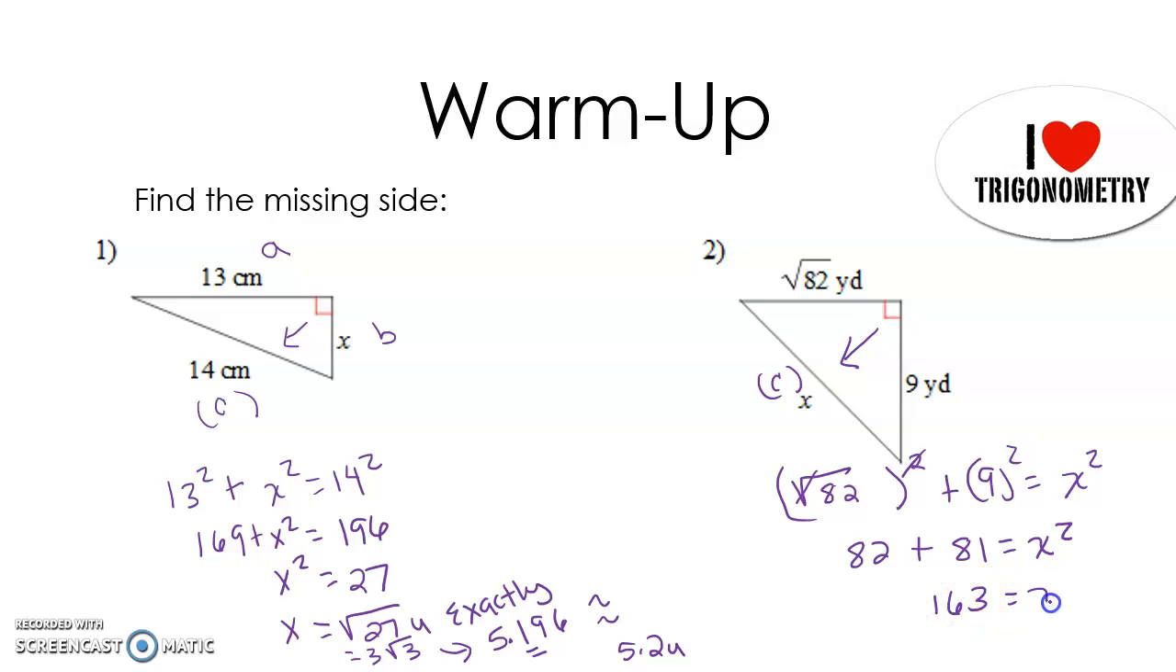163 is equal to my x squared. Take the square root of both sides, and I get the square root of 163 equals x. So x, I could say, is exactly √163 yards.